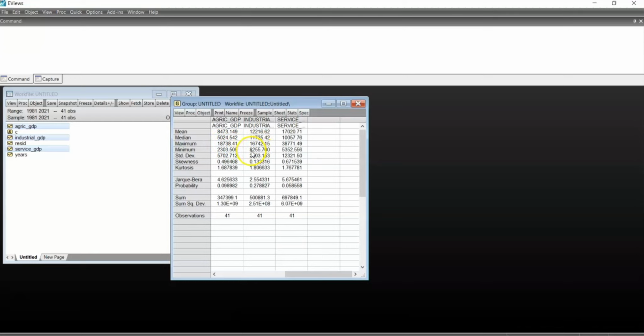Okay, the minimum here is 8,255 to a maximum of 16,000. We say the same here. The minimum is 5,000. The maximum is okay. That brings us to standard deviation.